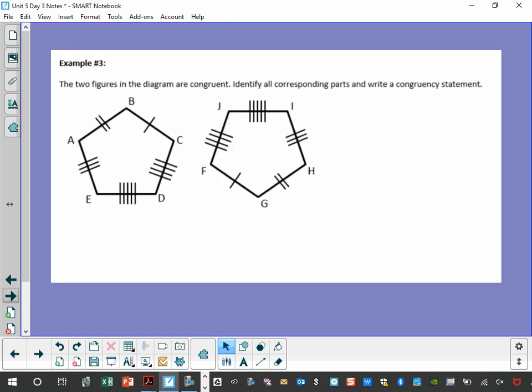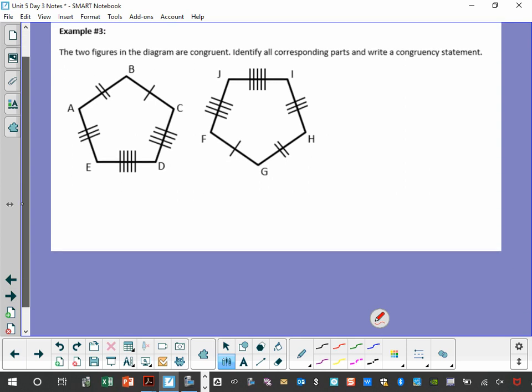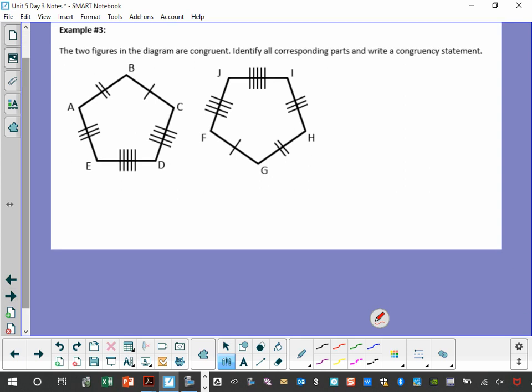All right, example 3. The two figures in the diagram are congruent. Identify all corresponding parts and write a congruency statement. Let's start with our statement. Do you guys see how these figures, these pentagons, are not the same direction? This is why we need our congruency statement, so we don't make mistakes. I'm going to start with A, because A is the simplest thing to start with. So I'm going to say ABCDE is congruent to what?